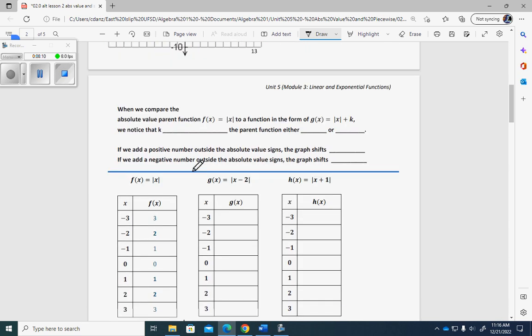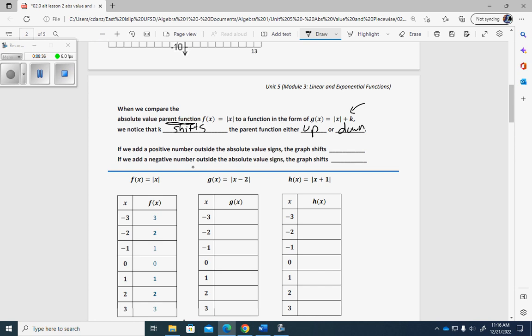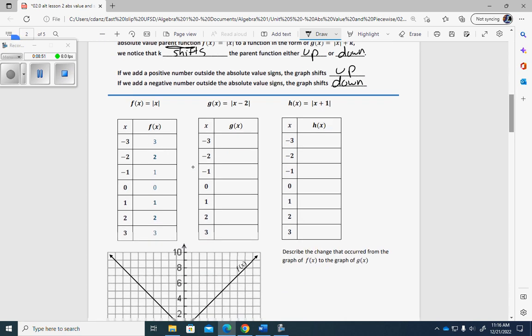So let's answer this. When we compare the absolute value parent function, we like to call it the parent function because it's what we compare everything to, f of x, which is the absolute value of x, to a function in this form where something is added on at the end, we notice that k shifts the parent function either up or down. If we added a positive number outside those absolute value signs, then it shifted up. And if we added a negative number outside the absolute value signs, it shifted down. So now we're ready to do the next part.